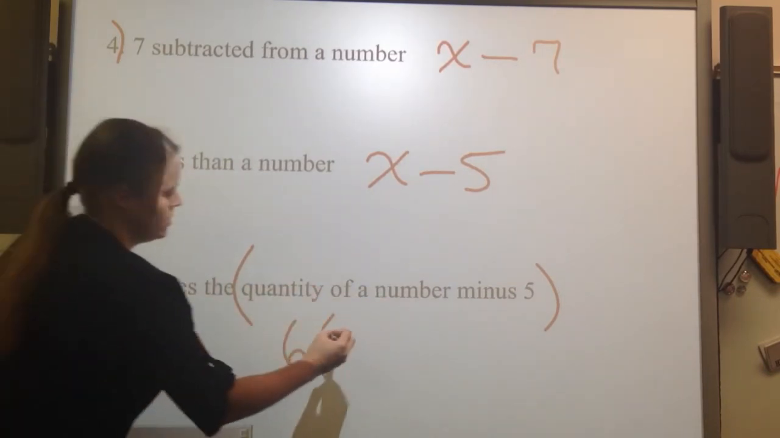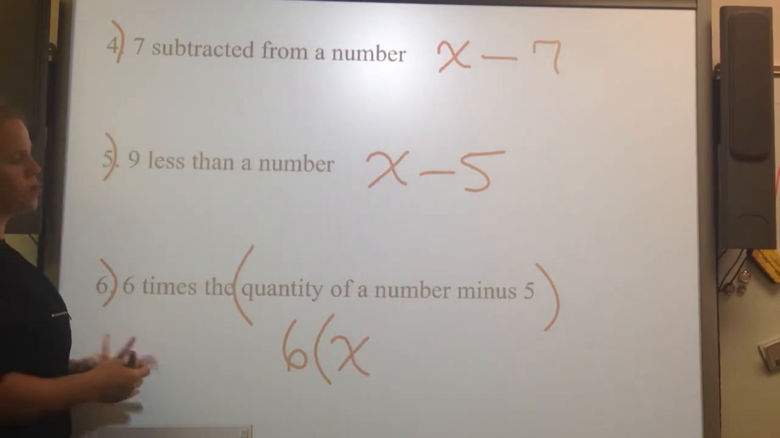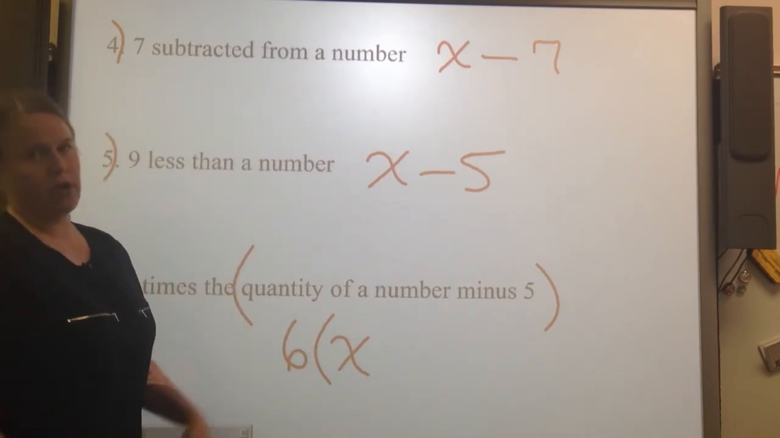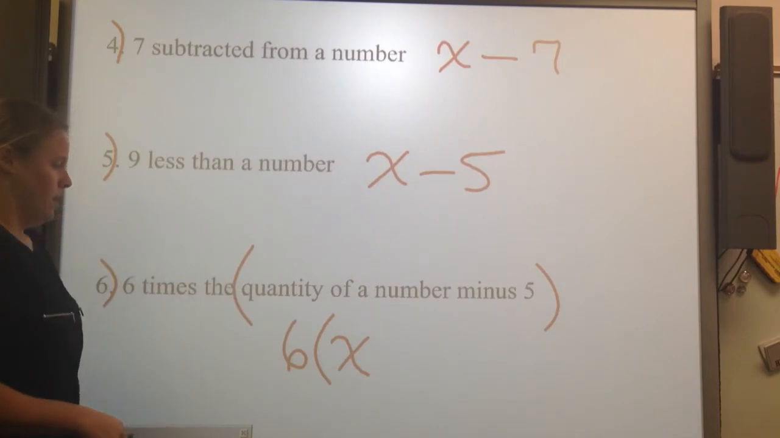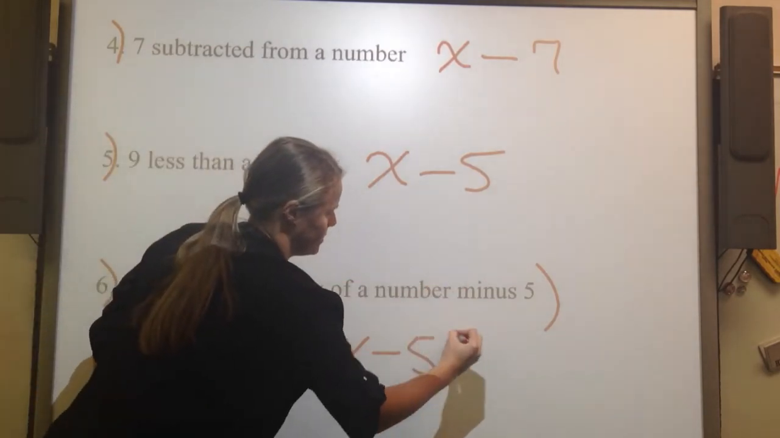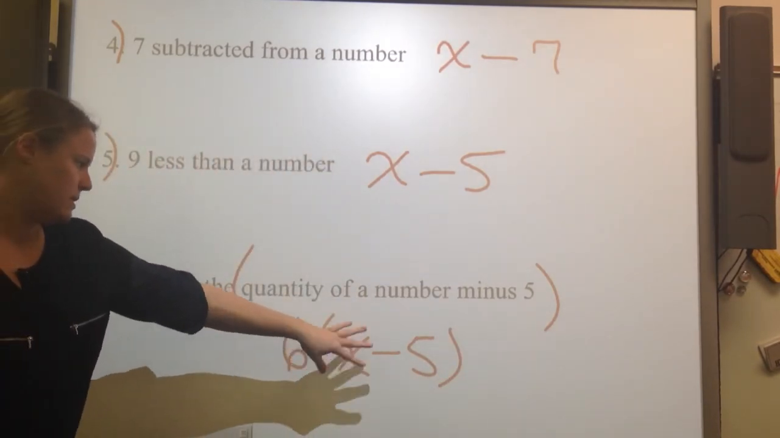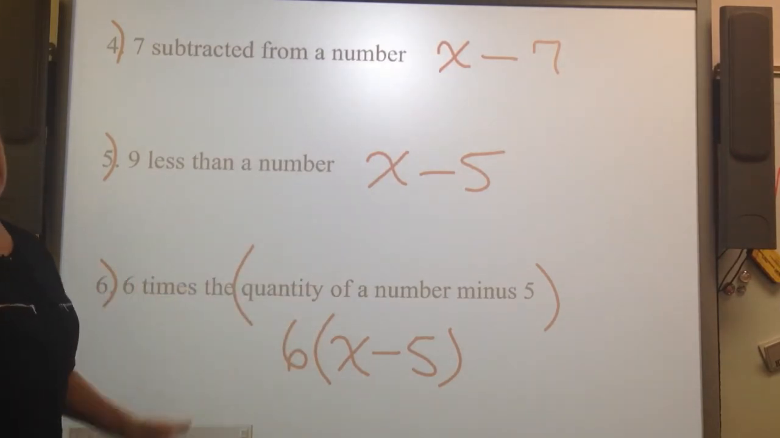So a number, and I use x, you can use whatever letter you want. Just go cursive so that people know that's a variable and not a 0 or a T or a plus, whatever it is, just use cursive. So x minus 5, close parentheses. So look again, 6(x minus 5), so 6 times the quantity of a number minus 5, and then we're good to go.